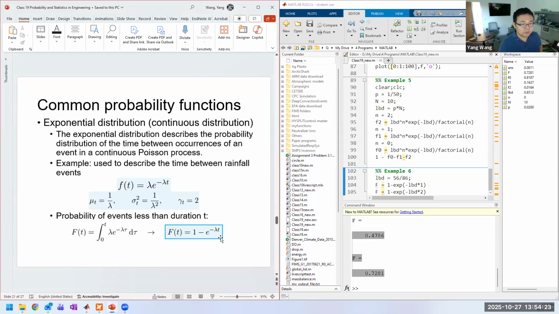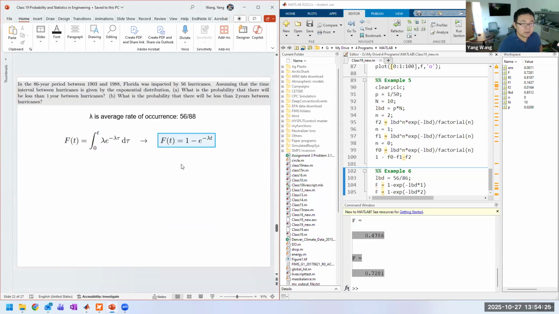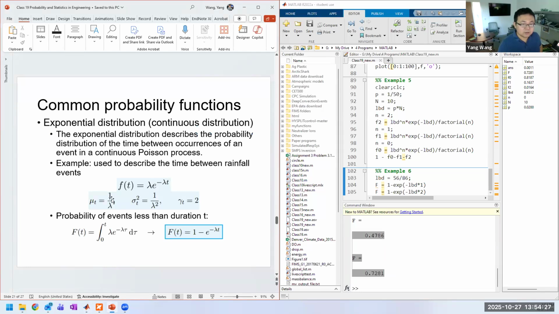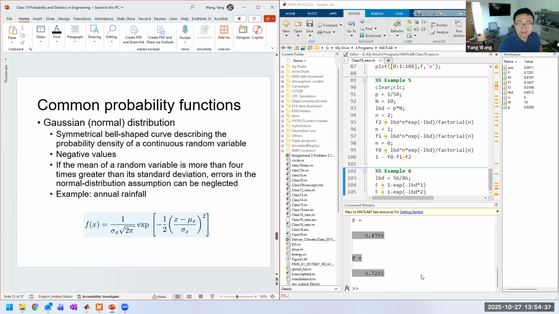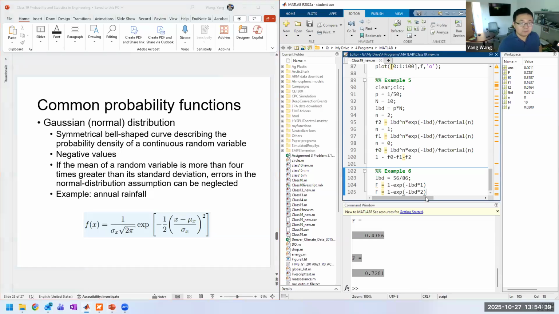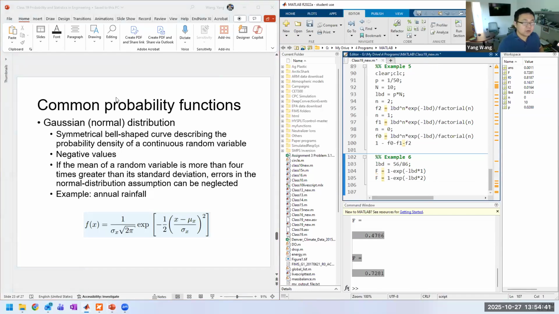This is still talking about the Poisson process, but pay attention that we're describing a continuous process where lambda has a different meaning here. Lambda is the average occurrence rate, which is sort of the probability. There are also other probability functions, and here I'm just introducing you to the common ones.